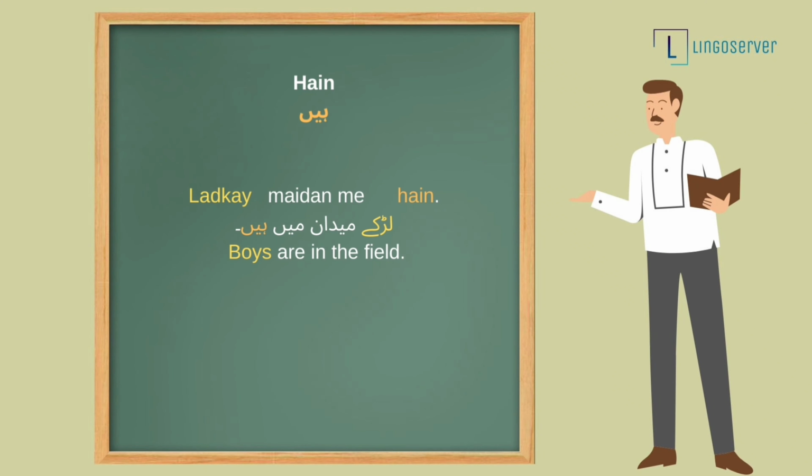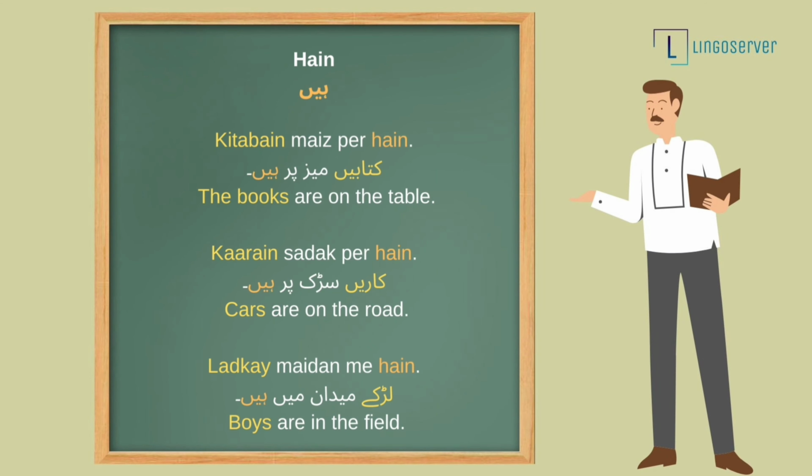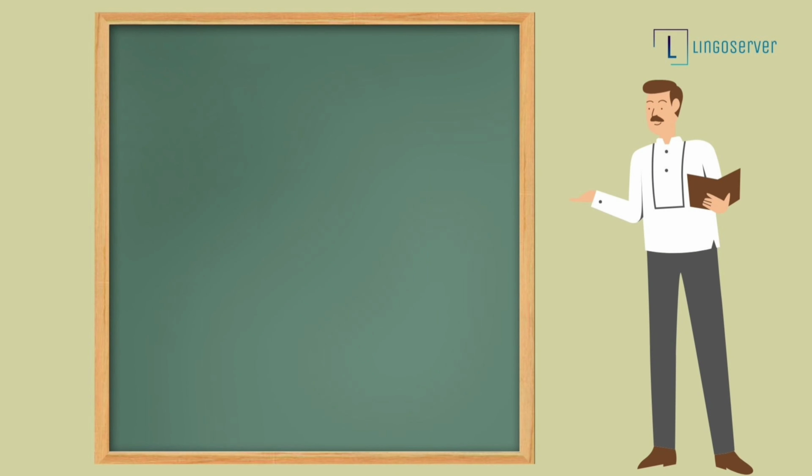लड़के मैदान में हैं. Boys are in the field. लड़के, boys, मैदान में, in the field, are, हैं. As you saw here in these examples that किताबें and कारें are feminine and लड़के is masculine. And these are used as subjects and they are plural as well. That's why we have used here हैं.